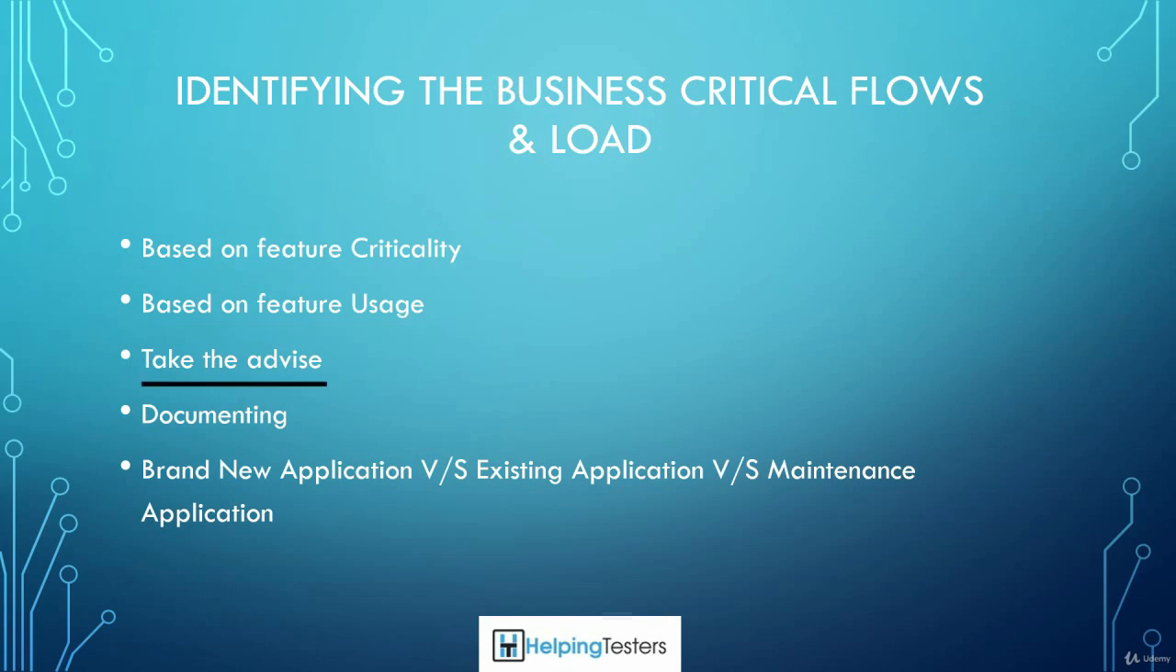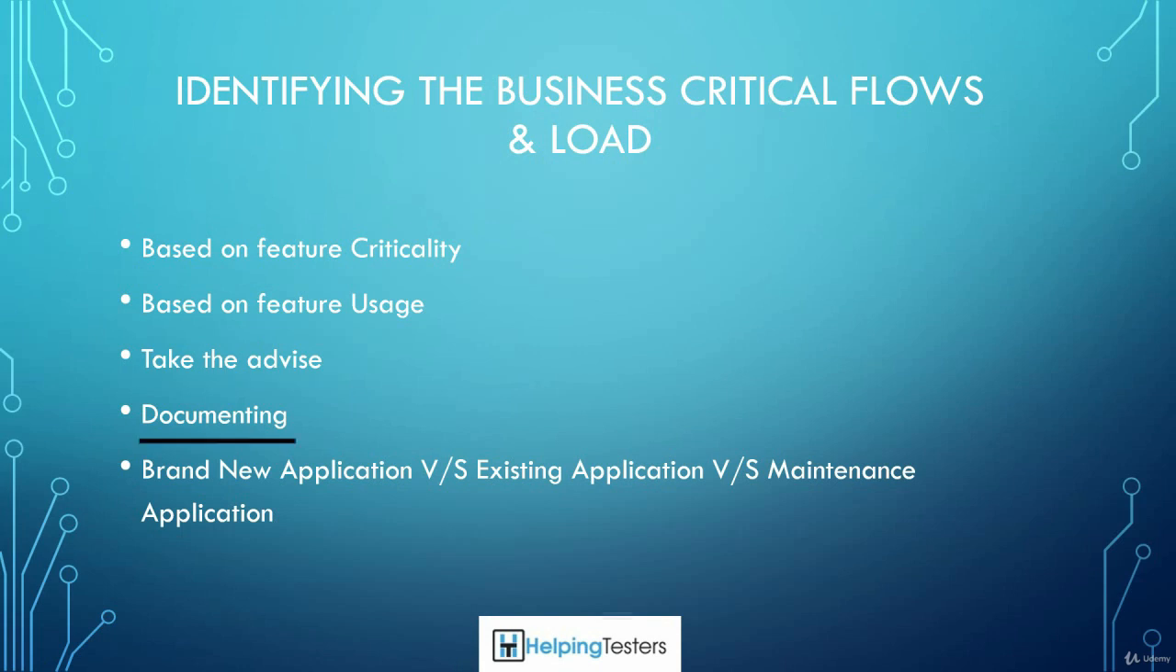The next thing is taking advice. Sometimes taking advice from the product owner or from the business helps us gather the right business requirements, because the business knows which particular feature will be used by the majority of users, and what features are upcoming. They understand this quite easily, so they can help us derive the right business critical flows for performance testing. And in terms of the load, they will also help us.